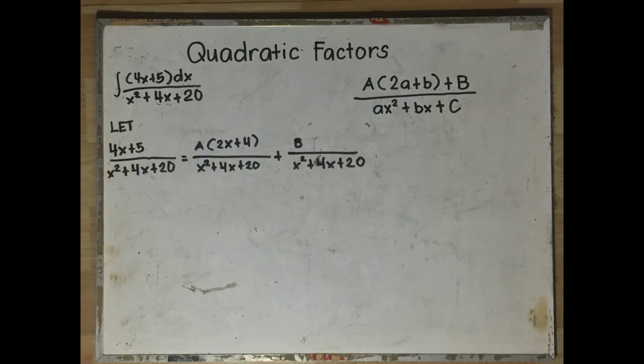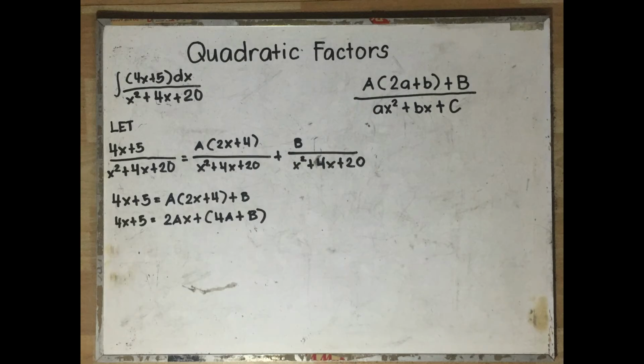Let the quantity of (4x + 5) over (x² + 4x + 20) be equal to a times the quantity of (2x + 4) over (x² + 4x + 20) plus b over (x² + 4x + 20). Now, we have 4x + 5 = a(2x + 4) + b. Separating the terms according to their degrees, we have 4x + 5 = 2ax + (4a + b).